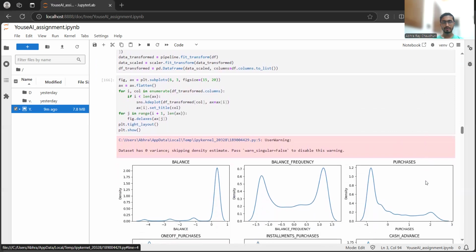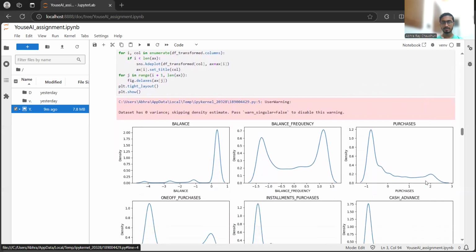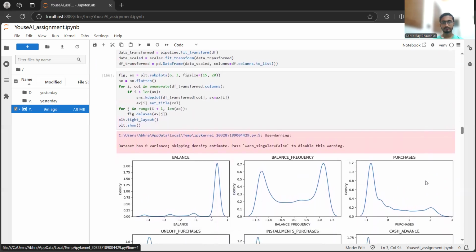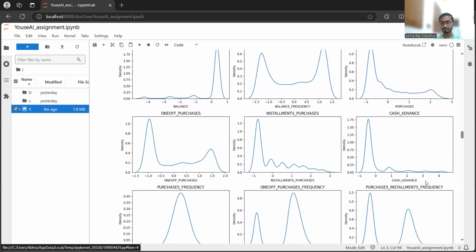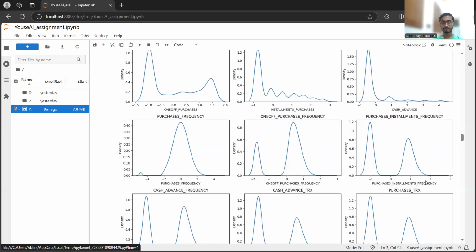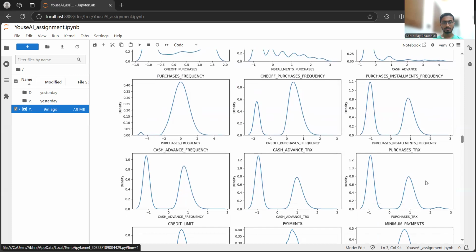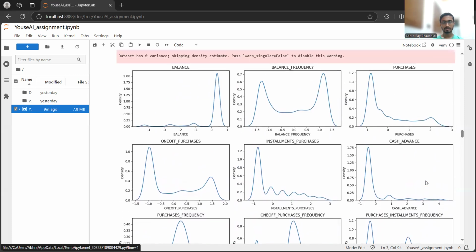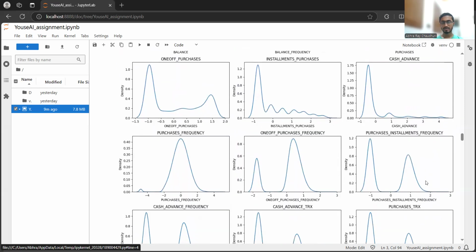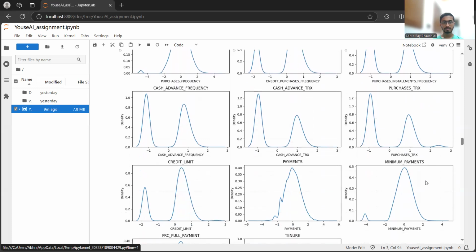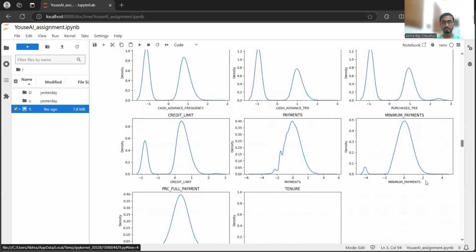And here we find much of the skewness has been removed. Still, there are some, but most of the columns have values between 0 and 1.